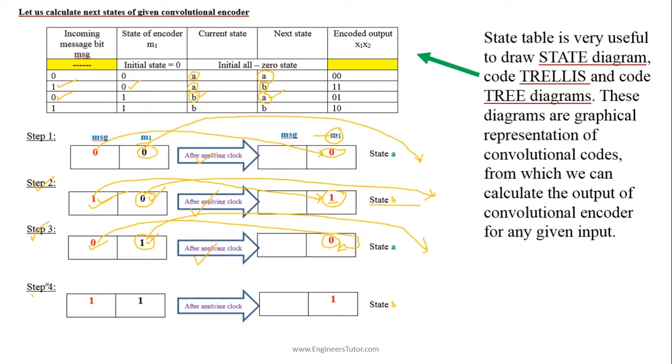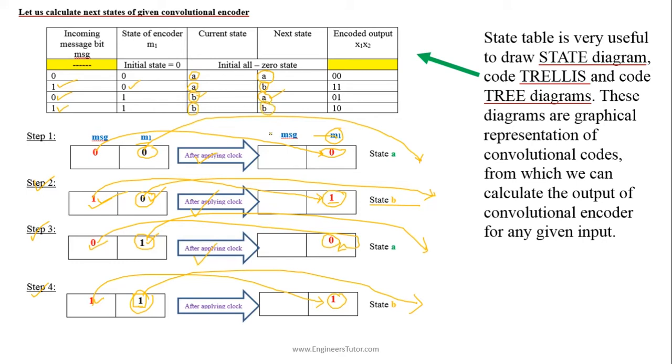In step 4, again we assume the encoder is at state B, that is state 1, and the incoming bit is 1, and we apply the clock pulse. This 1 is discarded and this 1 comes here. So the state changes from 1 to 1, that means B to B.